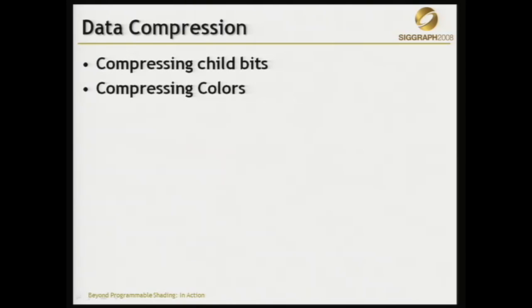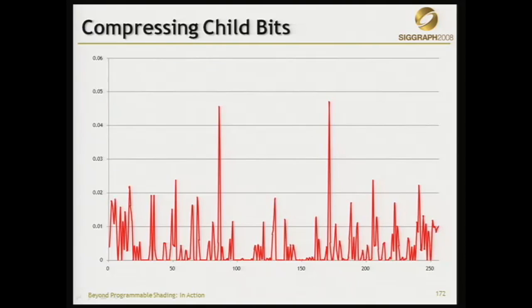Compressing this data is a simple 3D extension of some compression technology I was working on, and it breaks down into 2 separate problems. Problem number 1 is compressing the child bit masks. So here you can see, if we plot out the statistical distribution of the child bit masks, we can see that they have definite patterns that we could take advantage of.